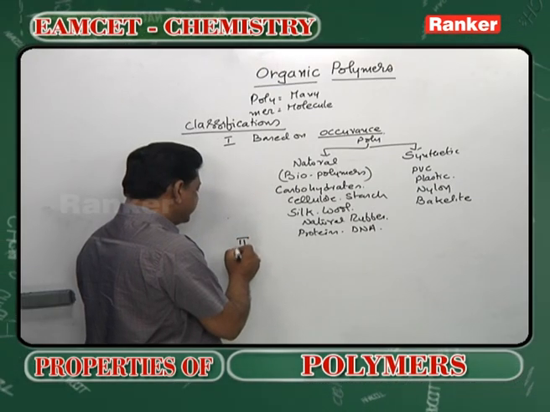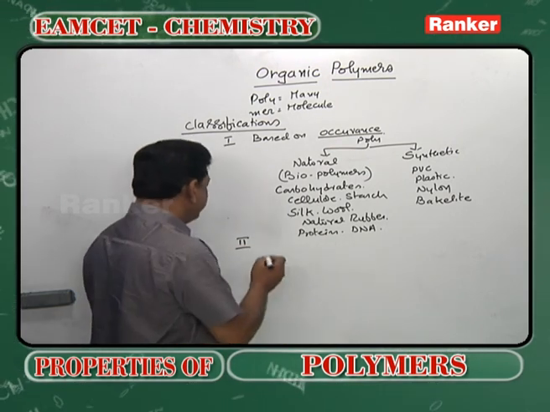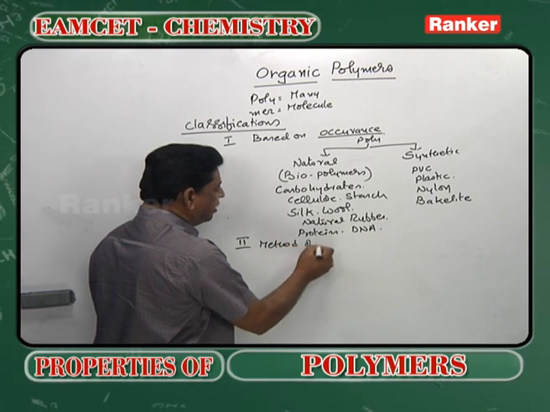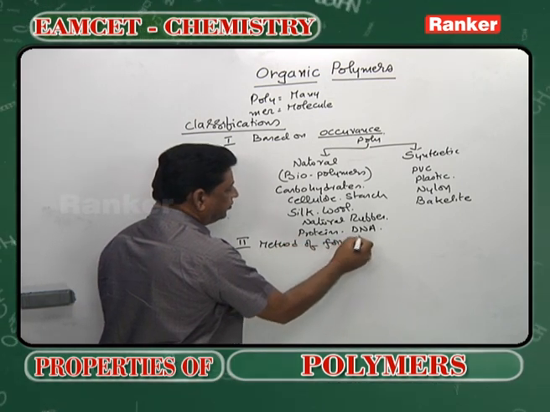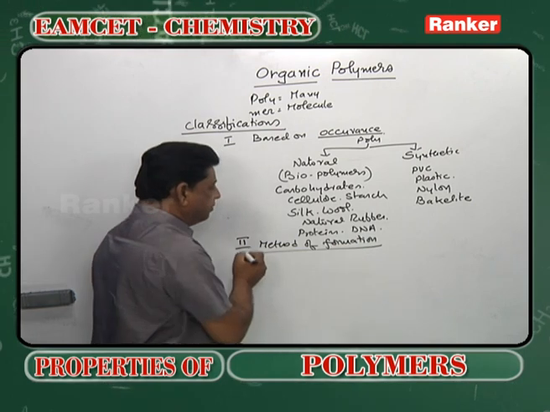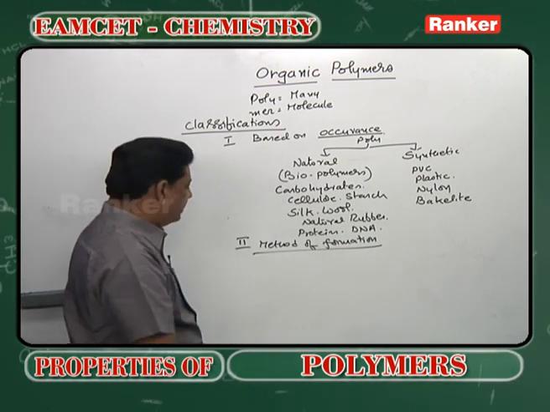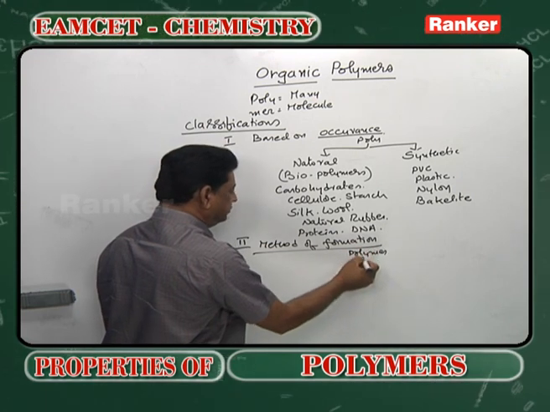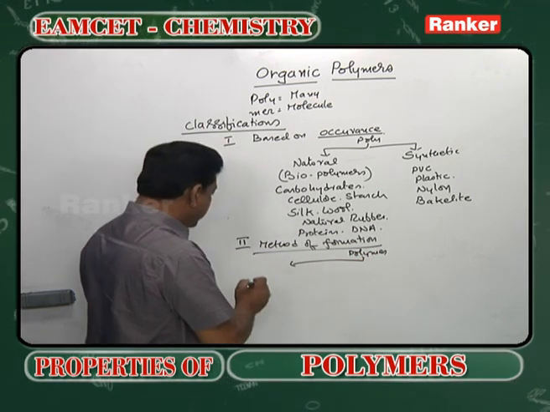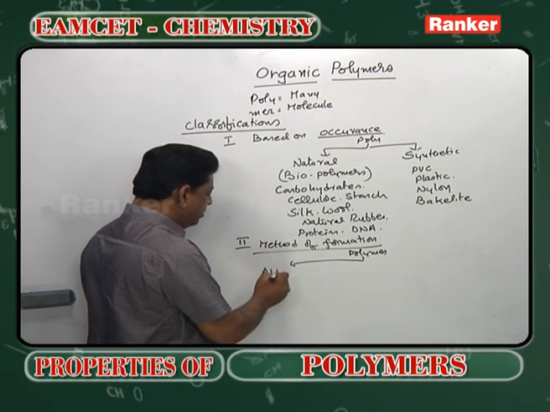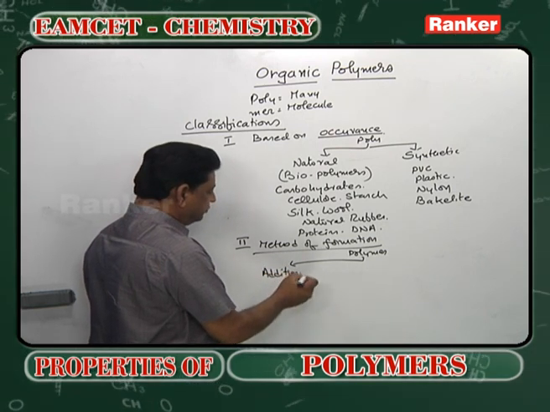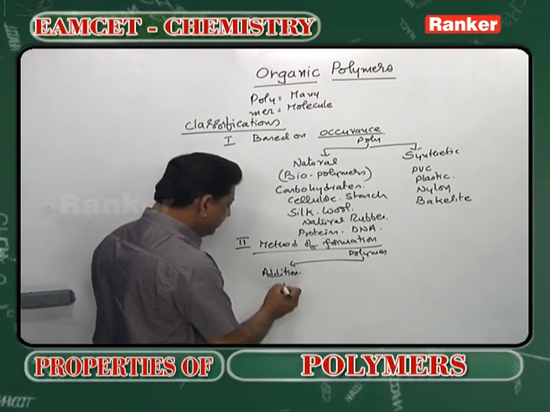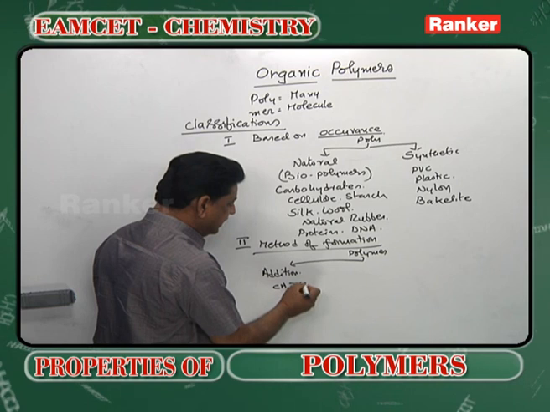Another type of classification is based on the method of formation. Based on how these polymers are formed, we can classify the polymers into 2 types. The first one is addition polymers. Addition is the method of linking. An example: if ethylene is joined with ethylene.